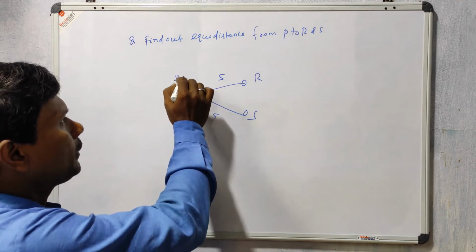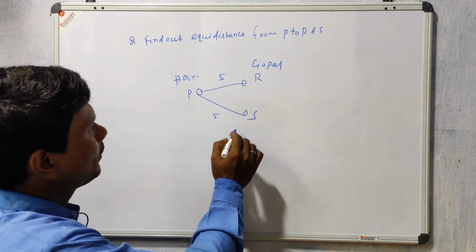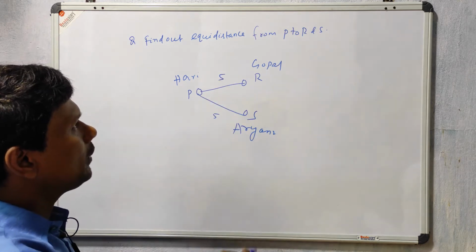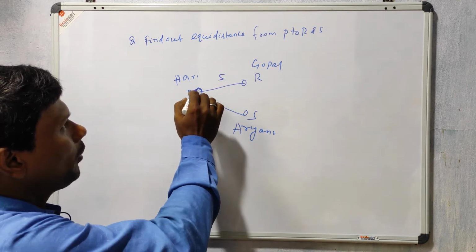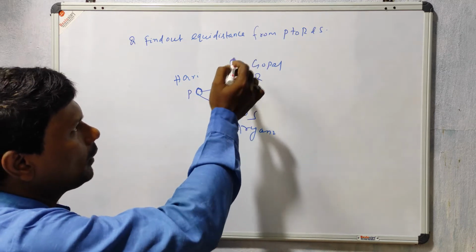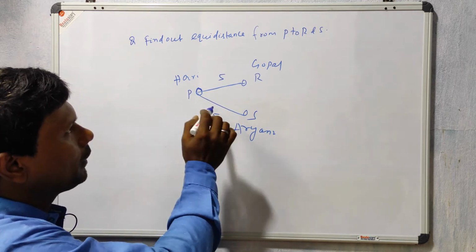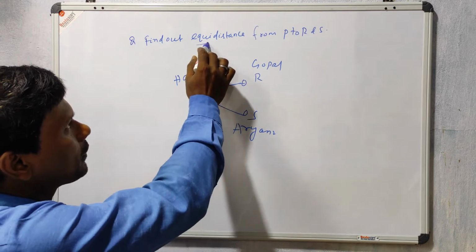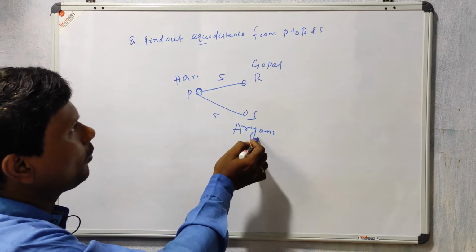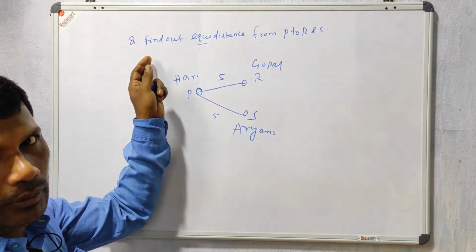Suppose this is Hari, this is Gopal, this is Aryan. The three students are there. Hari says the distance from myself to Gopal is 5, and from Hari to Aryan is also 5. That is equidistance, equal distance. Equal distance is maintained from Hari to Gopal and Hari to Aryan. That is called equal distance. So in this type of problem, we have to solve the question.